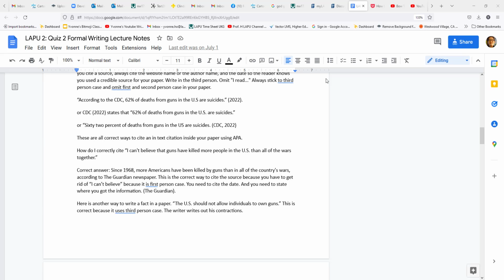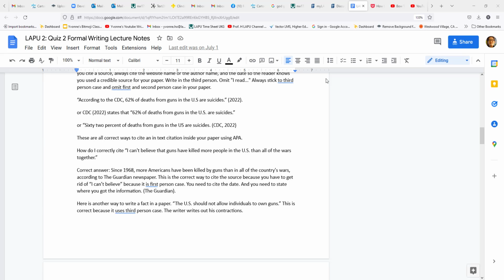This is the correct way to cite the source because you have to get rid of "I can't believe," because that is first-person case. It's too personal. You always want to stick to the facts and always third-person case. And you always have to cite the date, the author, and your source.